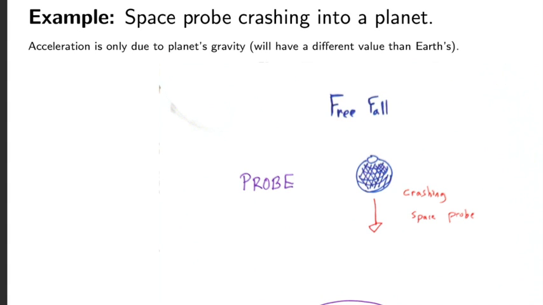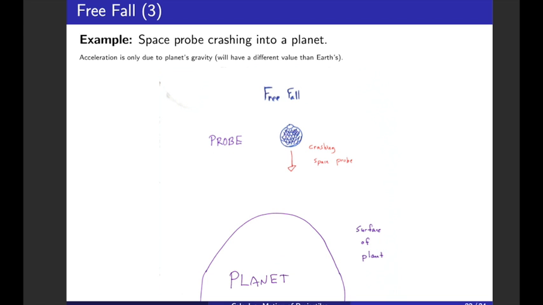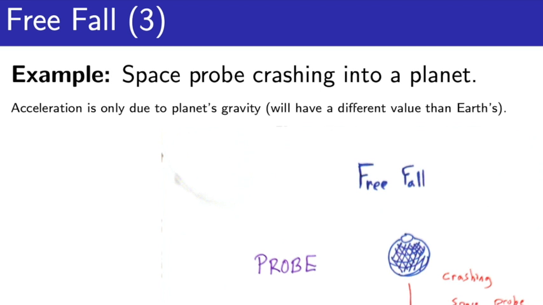Another example of free fall occurs when a space probe is allowed to crash into a planet, with no attempt made to slow its descent. Here the only force impacting acceleration will be the gravity of the planet. The value of this gravity will depend on the planet.